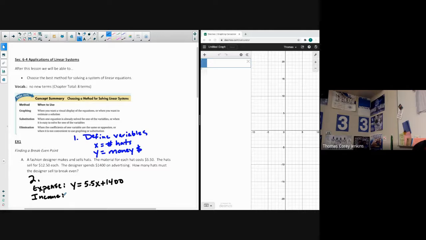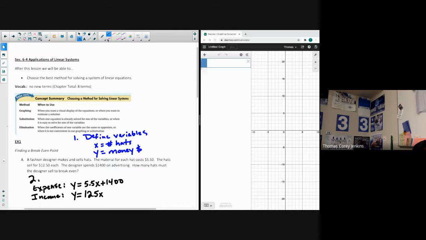It just says what's bringing us in money. The hats sell for $12.50 each, nothing else. So y, which is our income in this case, is equal to 12.5 times x number of hats. So that's my system. You'll see in the notes that I do show how to solve these algebraically, by substitution, where I just sub in this expression right there. But like I said, we're going to focus less on that and use Desmos from there.